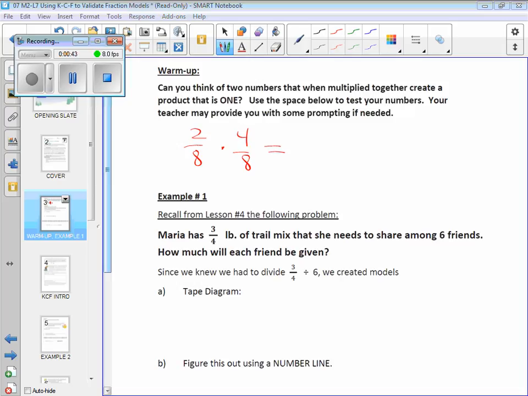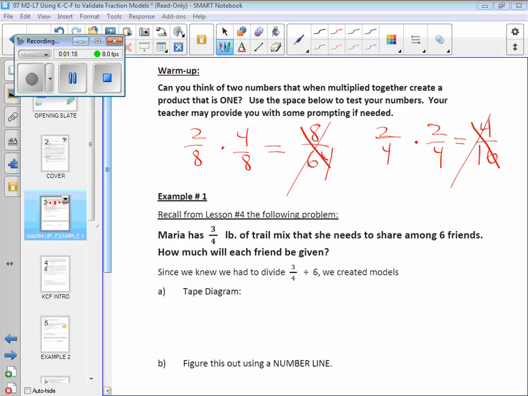What's 2 times 4, everybody? What's 8 times 8, everybody? That is definitely not equal to 1. Try again. Alex. Can't be. Okay, 2 over 4. What's 2 times 2, everybody? What's 4 times 4? That is not equal to 1. Fail.